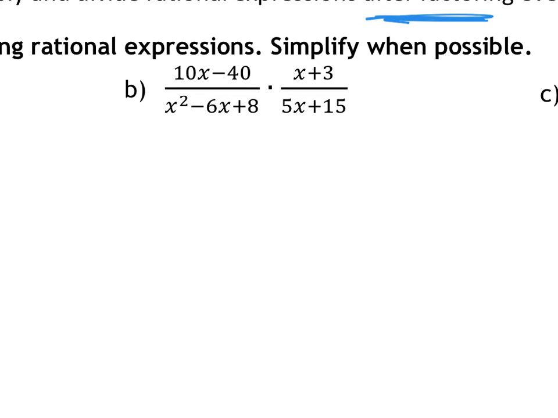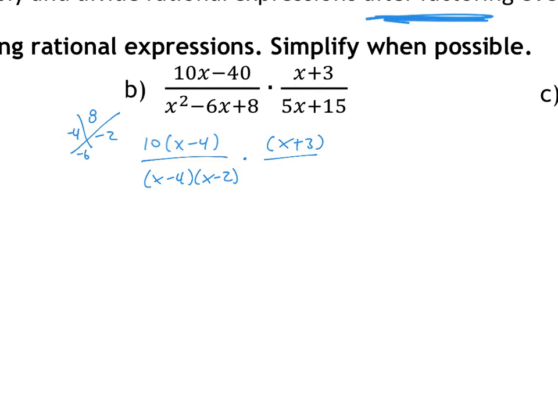All right, over here. Let's start factoring everything. So 10x and minus 40. GCF there is 10. If I take out a 10, that leaves me with an x minus 4. All right, the bottom. What factors of 8 give you -6? So -4 and -2, x minus 4, x minus 2. I'm multiplying. Up here I got an x plus 3. Down here GCF is 5. Leaves me with an x plus 3.